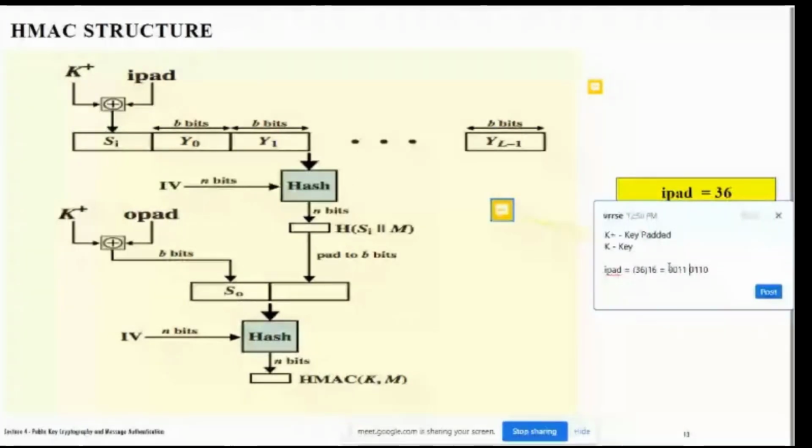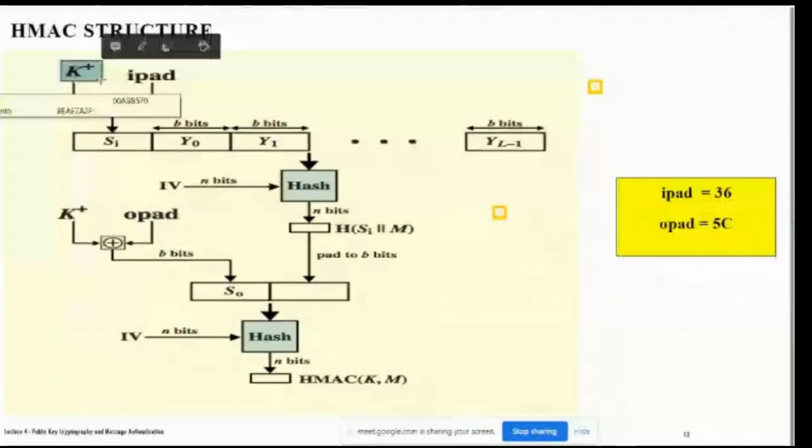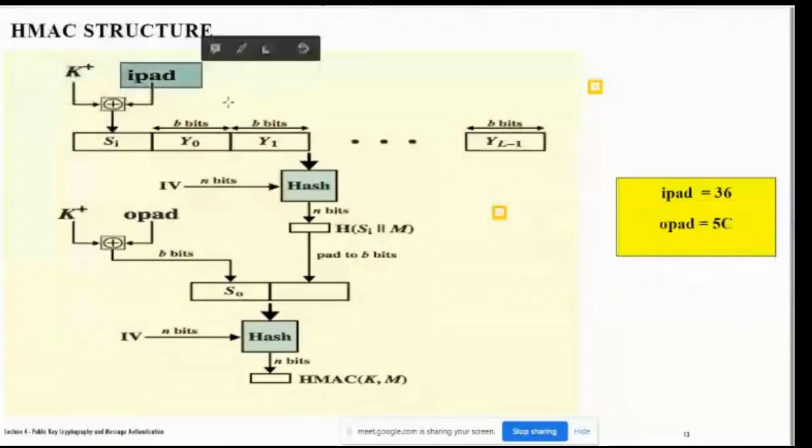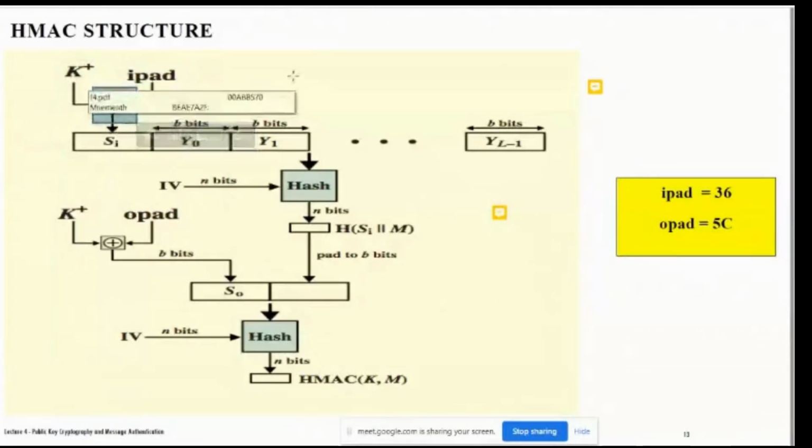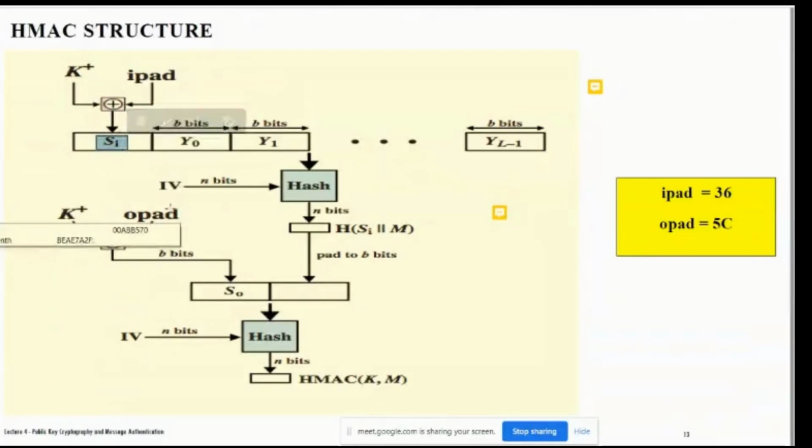Now I take my padded key. I'm taking the ipad value. The ipad value is fixed in the HMAC algorithm. The two things, I'm going to apply exclusive OR operation. Then whatever output comes, that is going to be S1. So the S1, I'm going to add before my data.